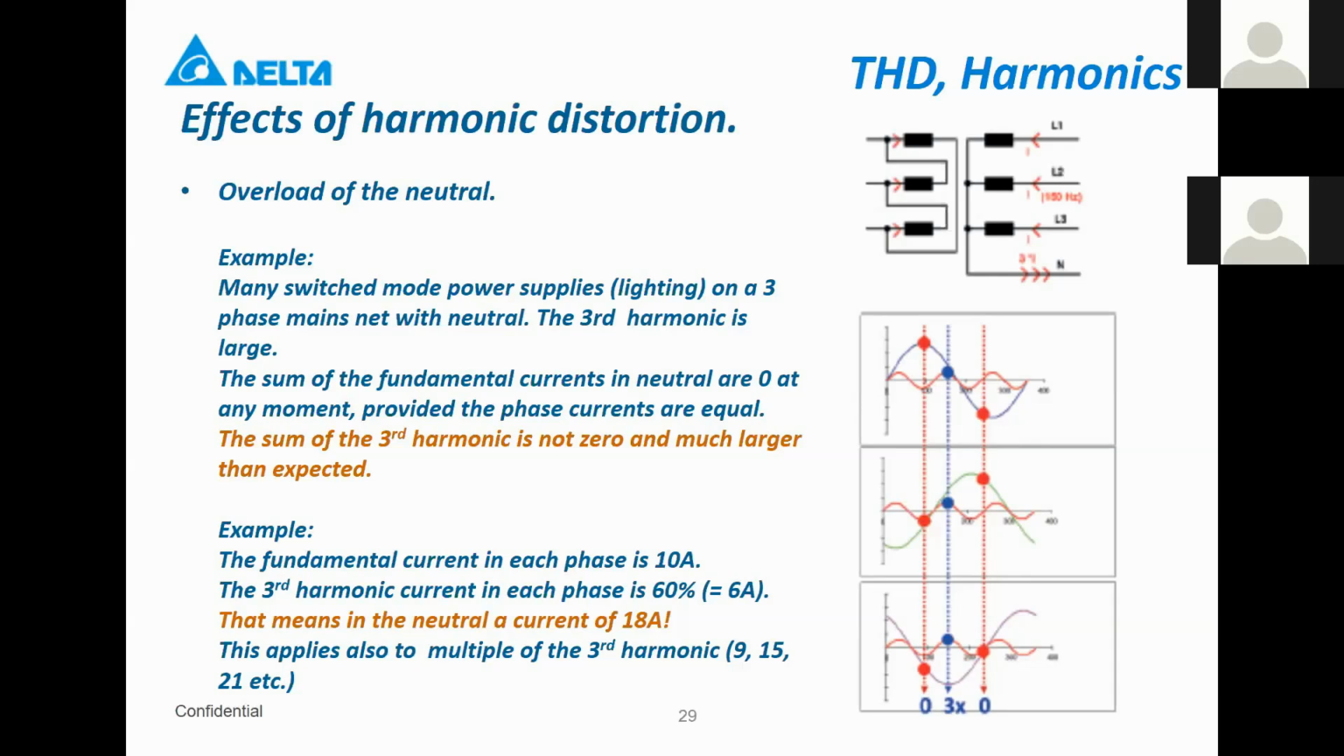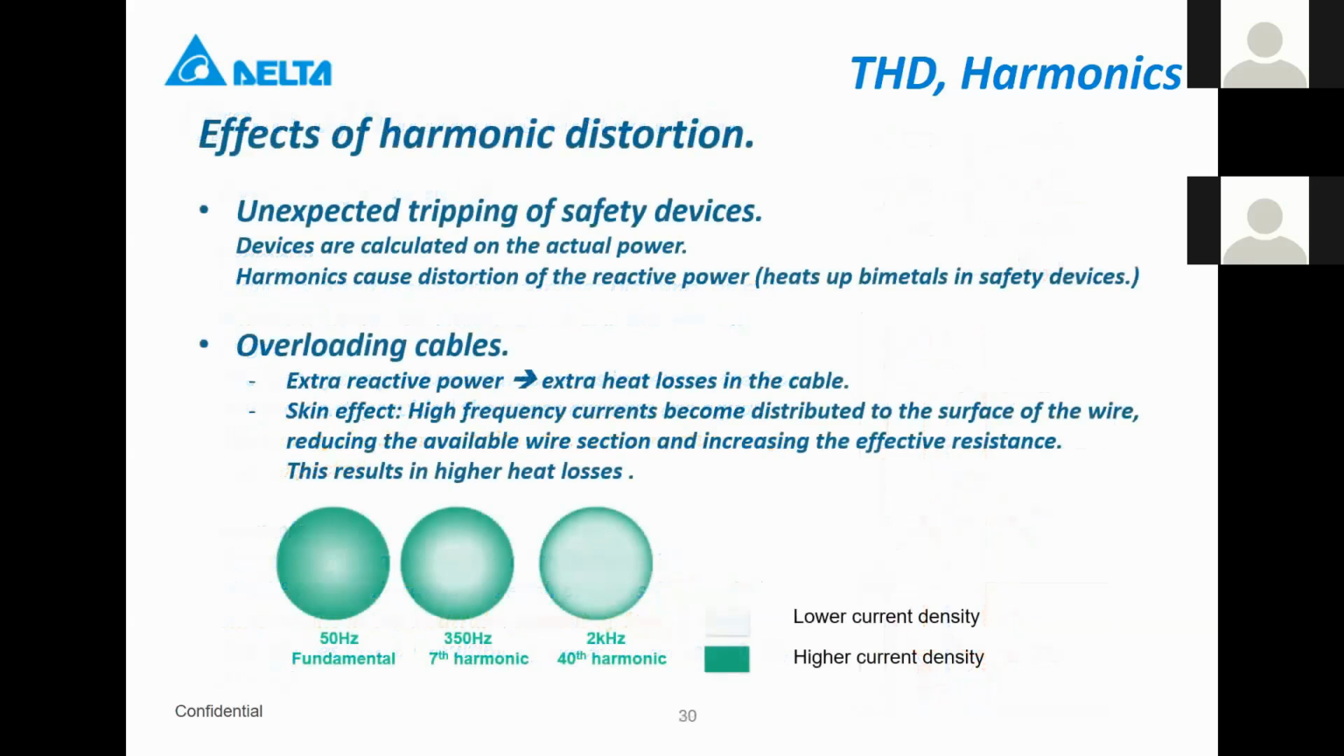Of course, this is not only with the third harmonic, but also for the 9th, 15th, 21st, and so on. Another effect of harmonic distortion is, of course, unexpected tripping of safety devices. Most safety devices have a bimetal inside, and harmonic distortion of currents can heat it up. So the device can trip when it is not required.